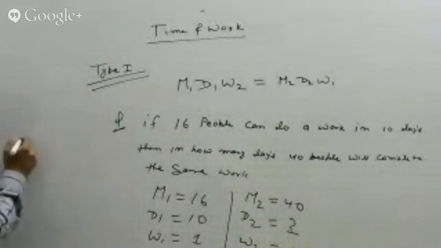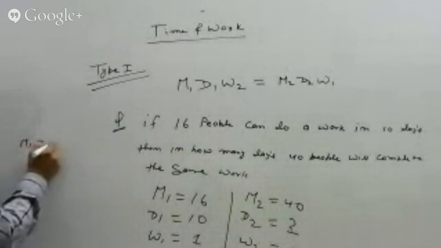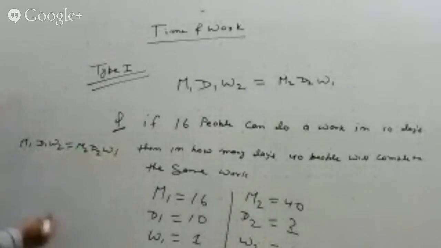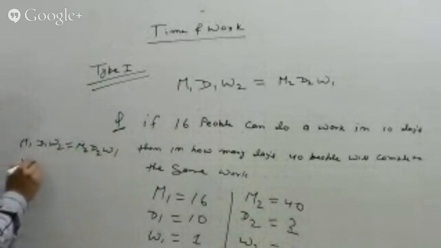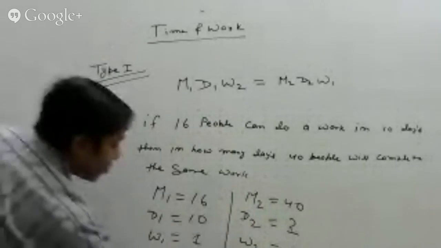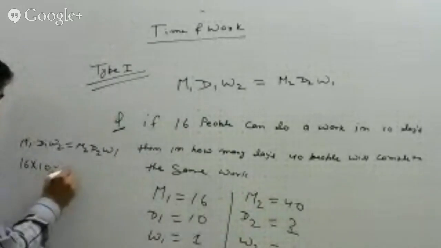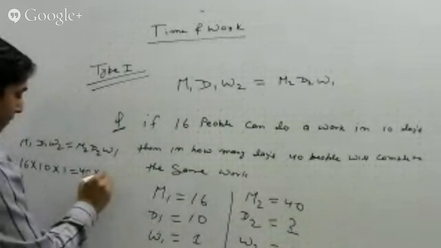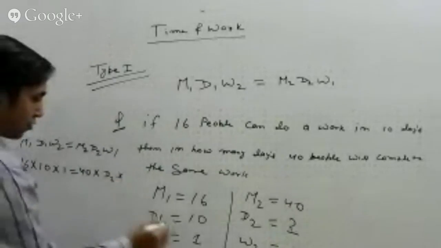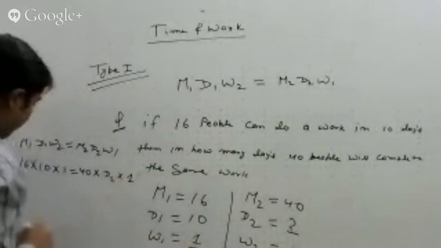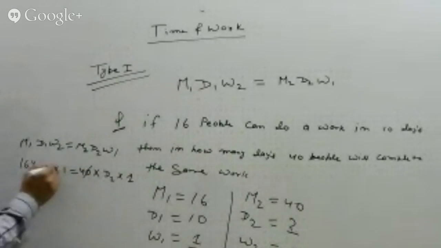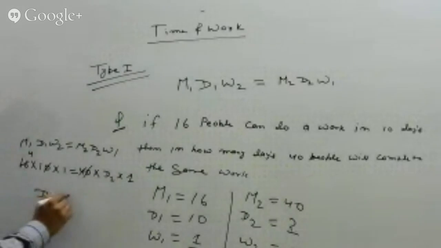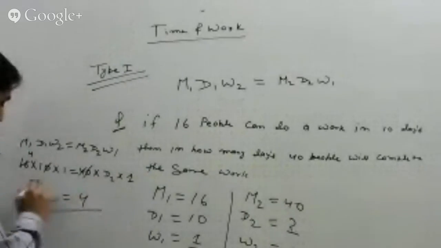We can apply the formula M1 D1 W2 is equal to M2 D2 W1. M1 16, D1 10, W2 1 is equal to M2 40, D2 we have to find out, and W1 also 1. So D2 is equal to 4, which is the answer.